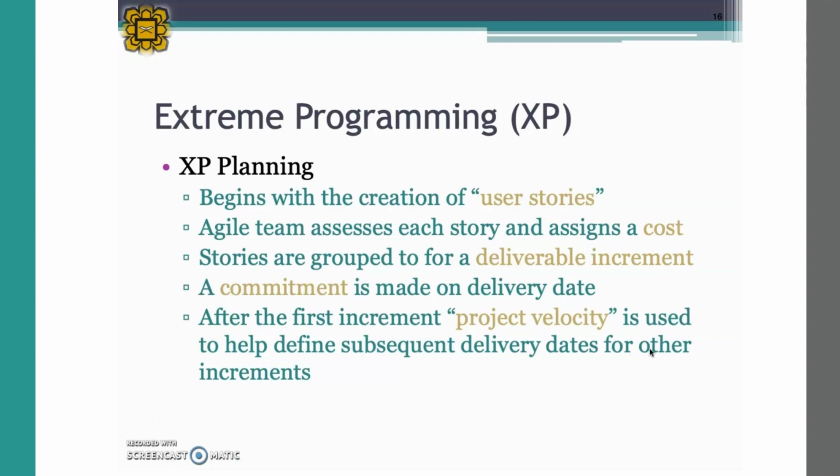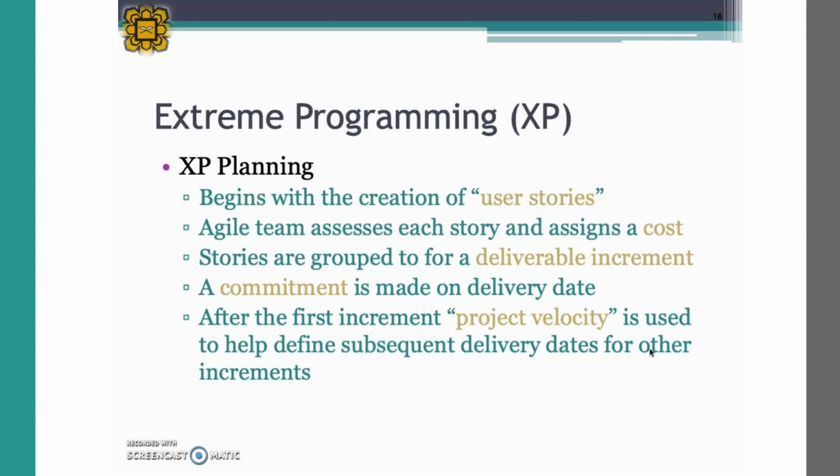So Agile team members assess each story and assign a cost. These stories are grouped to be prioritized for a deliverable increment, because maybe there are many or hundreds of user stories which you are not able to implement everything, and that's not your aim, right? Your aim is to produce increments, so you have to choose and prioritize which one to be implemented first. So that is called deliverable increment.